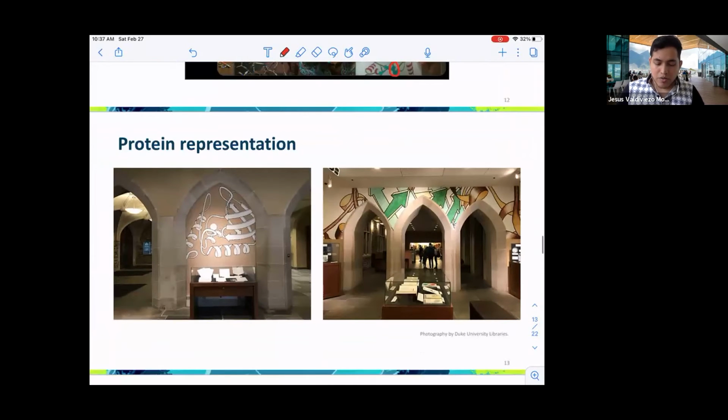And a fun fact is that just 2 years ago, in the library of the university, they started to decorate the murals or the walls with different protein representations, just to commemorate the 50 years of Jane Richardson proposing this particular representation.